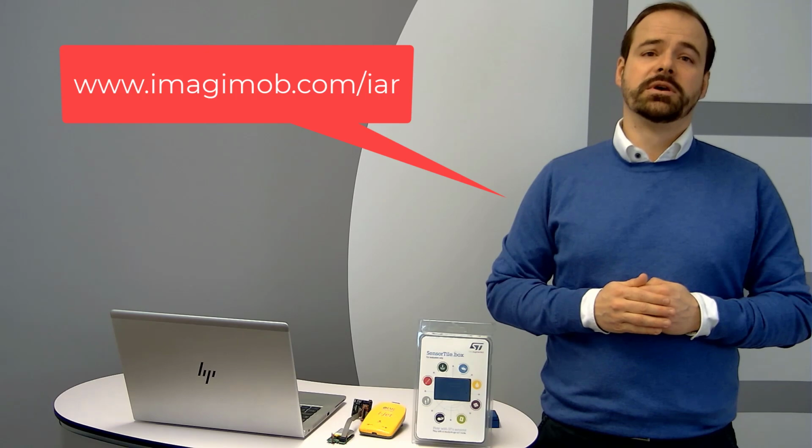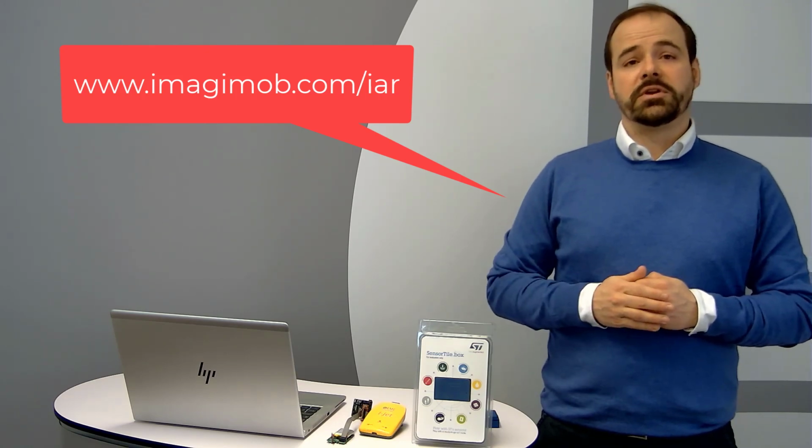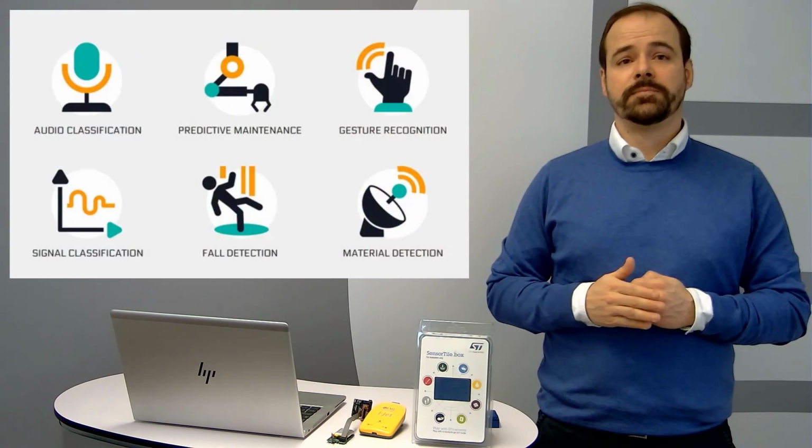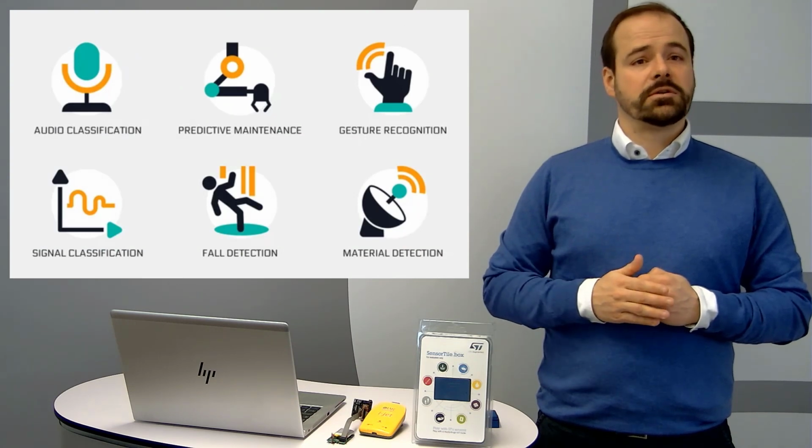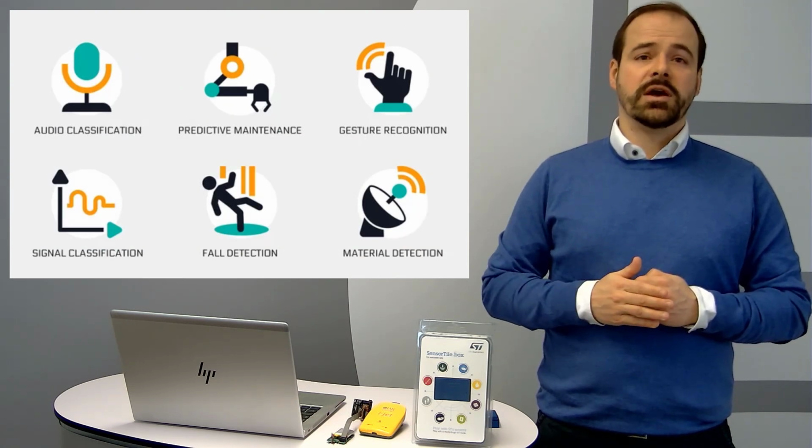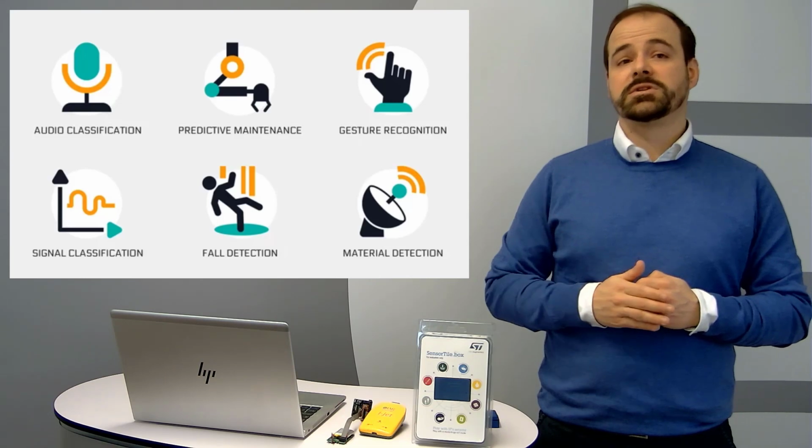More details about Imagimob AI, including supported TensorFlow layers and activation functions, can be found at the link displayed on the screen or in the description of the video. Imagimob Studio covers the entire machine learning workflow optimized for embedded devices, with applications for audio, gesture recognition, signal classification, fall detection, and material detection, as displayed on the screen.